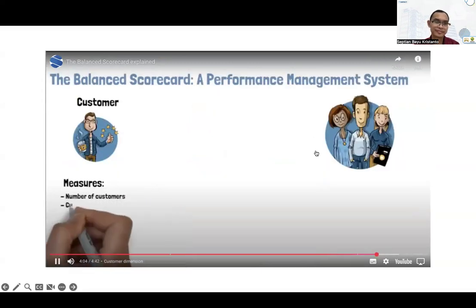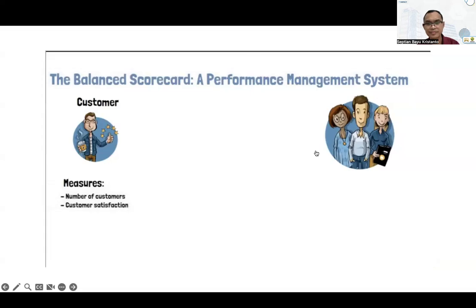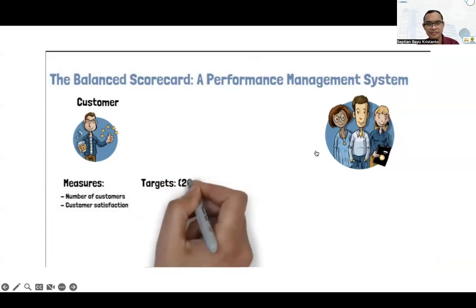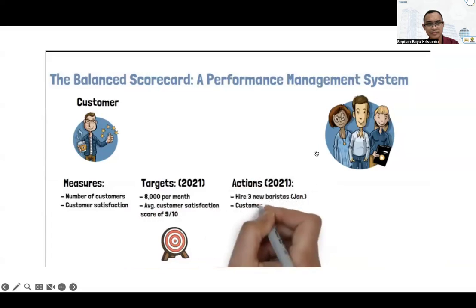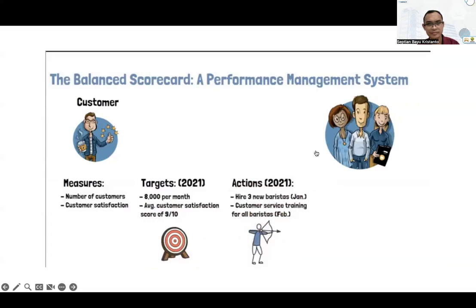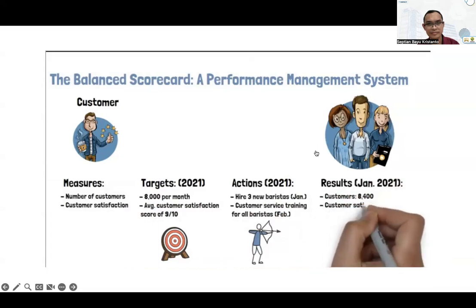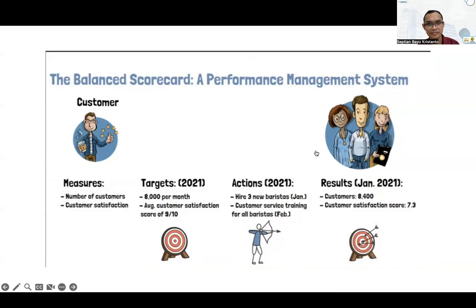Number of customers and the level of customer satisfaction. It can then set specific targets for each of these goals and define a range of actions in order to reach these goals. Once this is done, the company can use the scorecard to track progress and take any corrective actions that may be needed.